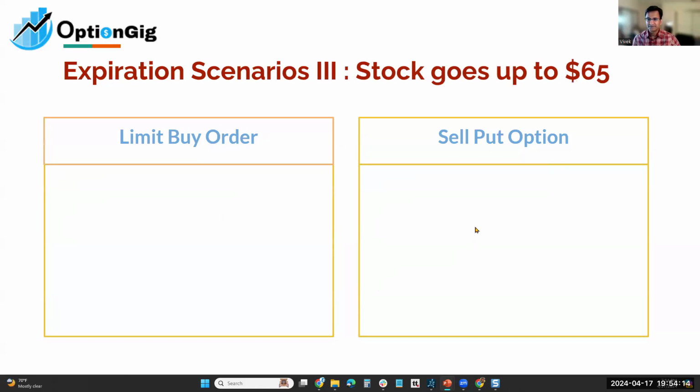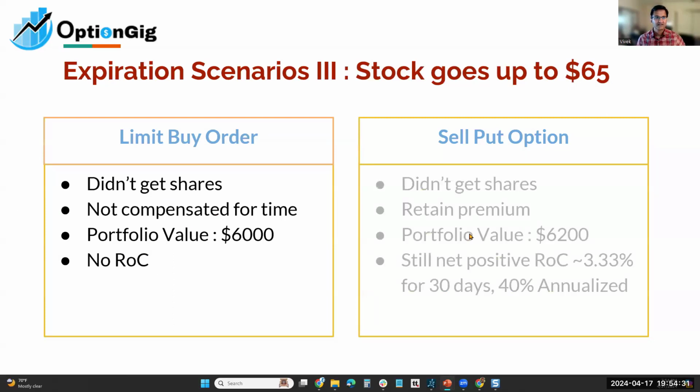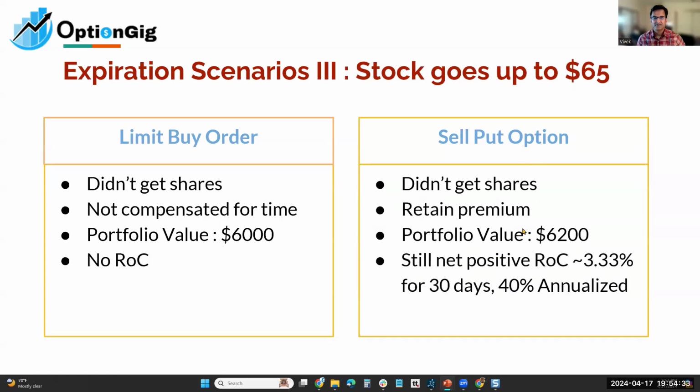Look at the third scenario. Stock actually goes up. Nothing happens in the limit buy order. You started with 6,000. Stock never went down below 60, so the order didn't get executed. Still holding $6,000 in cash. Put option, same case. You got $200 when you sold the option contract. Didn't get the shares because the stock is at 65 on expiration. But you still have net positive because you made $200 on a $6,000 investment, 3.33% for 30 days.